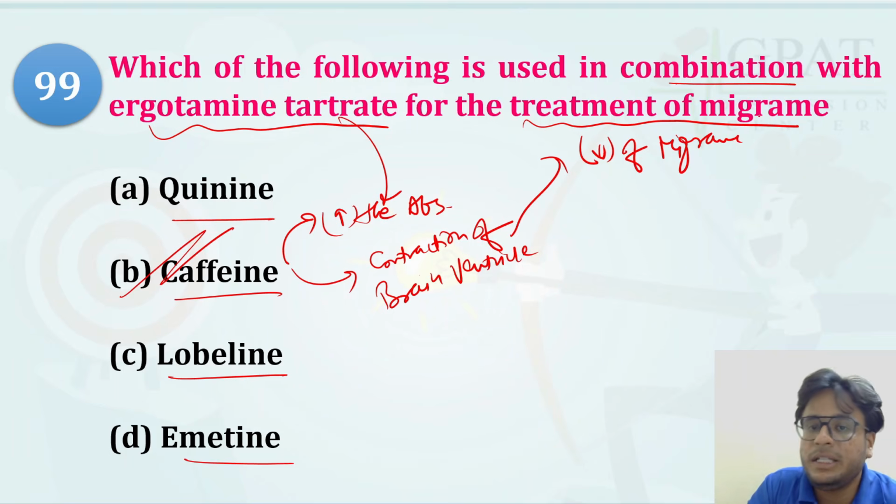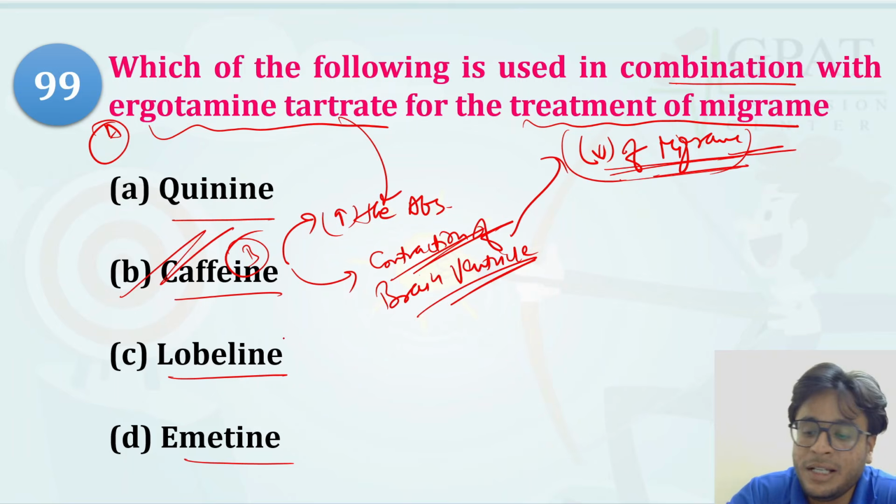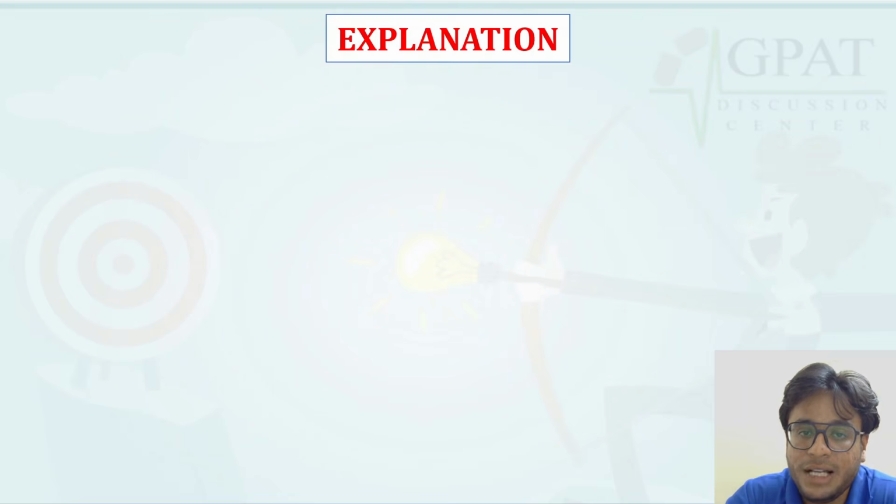So both of these, firstly the ergotamine tartrate and second the caffeine, in a combined way will mainly produce the contraction of the brain ventricles, or will help in decreasing that particular migraine. So they are given in combination. Okay, so B is going to be the answer.